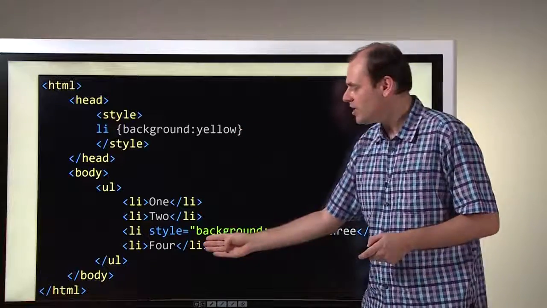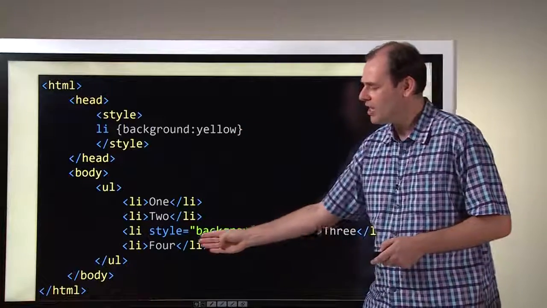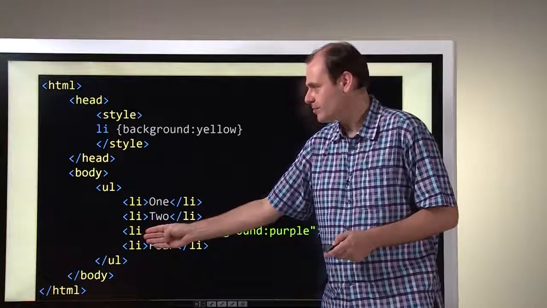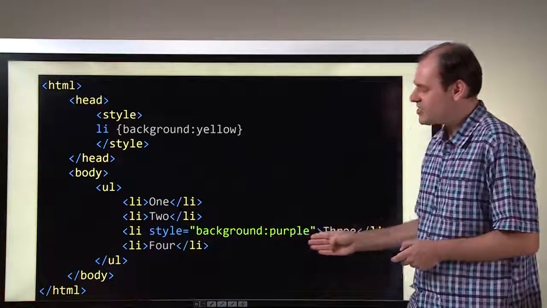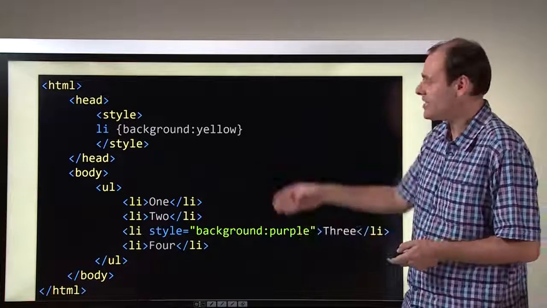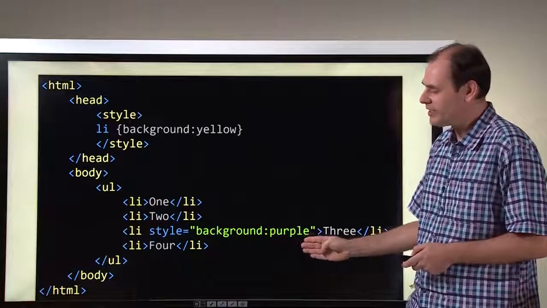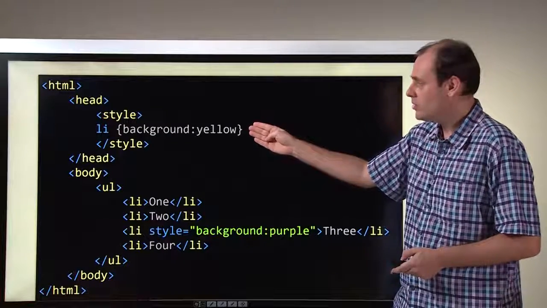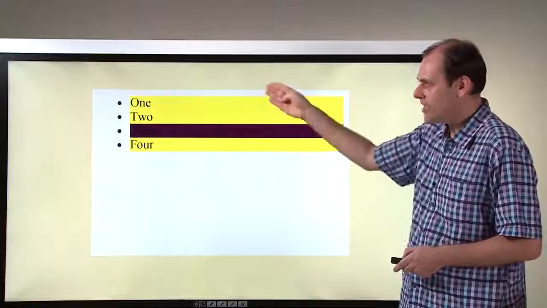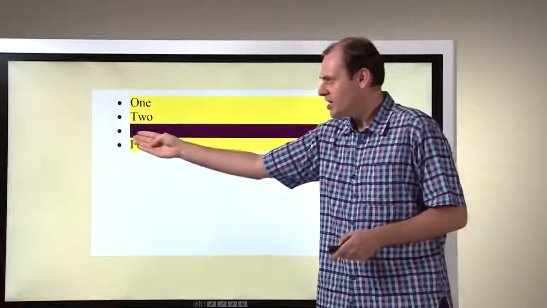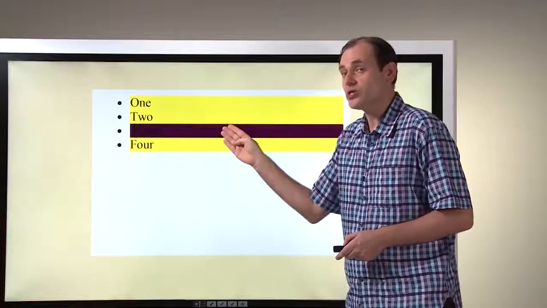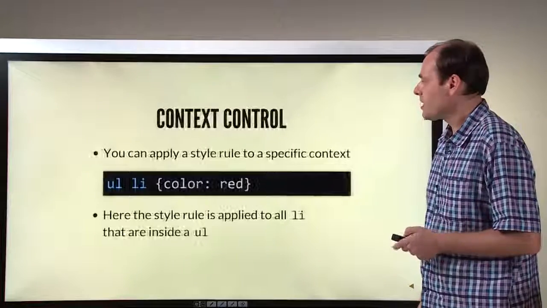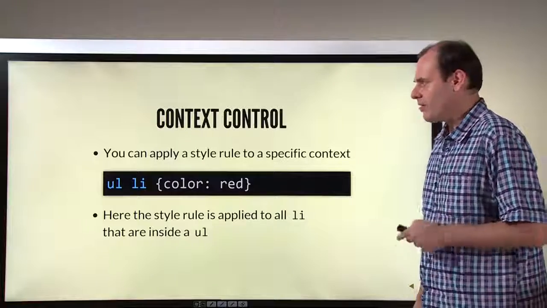However, down here we said, no, I want to apply this inline style to the 3rd list item. Because we've said this is a higher priority than this, this one will indeed be in purple and all the others will be in yellow. So we get a result like this. Yellow, yellow, yellow, but then we said inline style for the 3rd list item. So it's purple. It has a higher priority.